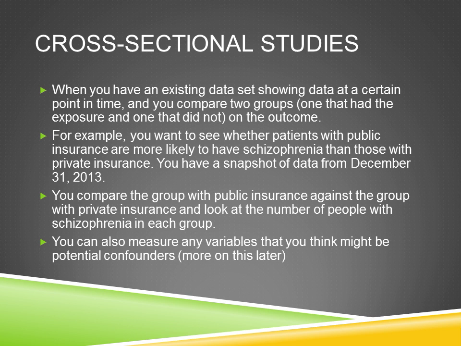Now, you can imagine that you probably would find that there's more people with schizophrenia proportionally in the group with public insurance. The problem with that is that it's actually a chicken and egg problem. The reason is that if you have a disabling mental illness, you actually qualify for public insurance, and this is the kind of study that wouldn't allow you to tell which came first. You can also measure any variables that you think might be potential confounders.